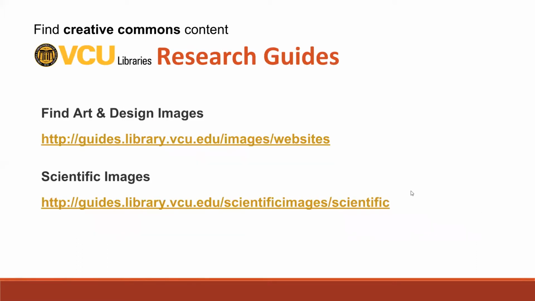These resources I just mentioned and more are listed on two library research guides, Find Art and Design Images and Scientific Images. Please keep in mind that the resources listed on these guides are a mix of copyrighted, Creative Commons, and public domain content. Again, always look at the terms of use or permission statements on each one. Beyond these, now that you're familiar with the CC licensing system, you will start to notice them scattered all over the web when you're looking for information.